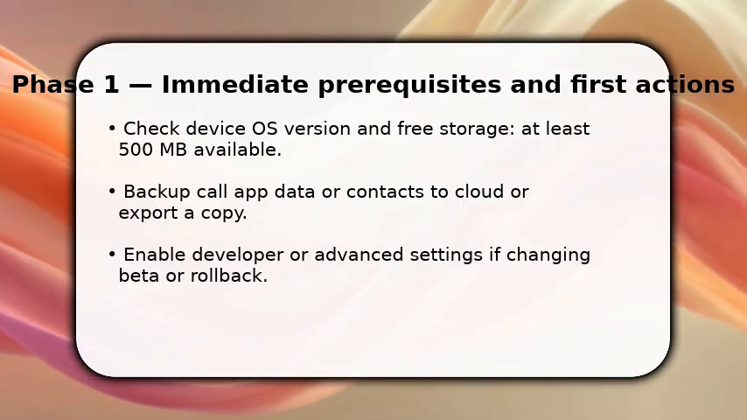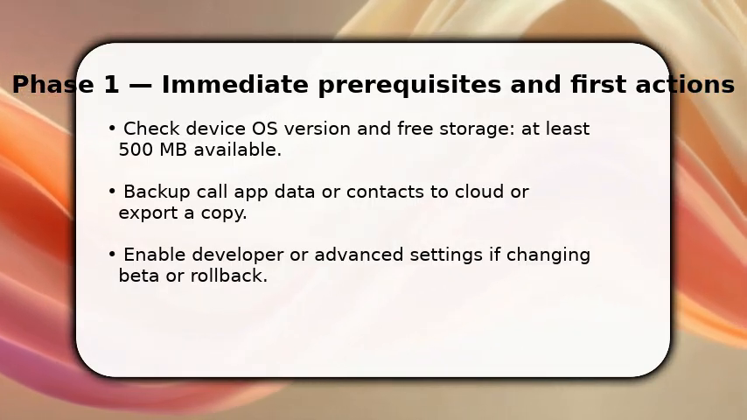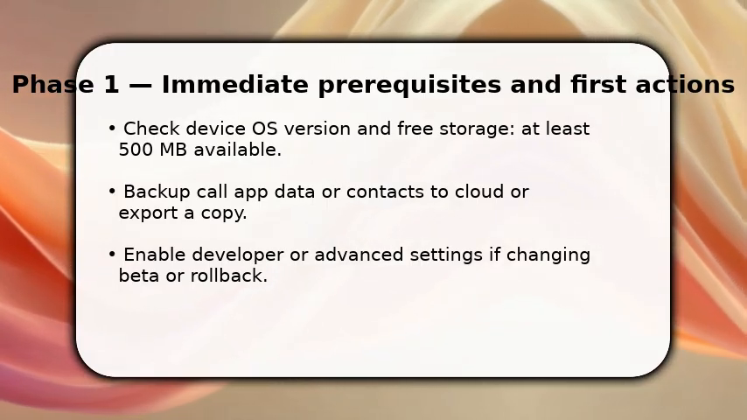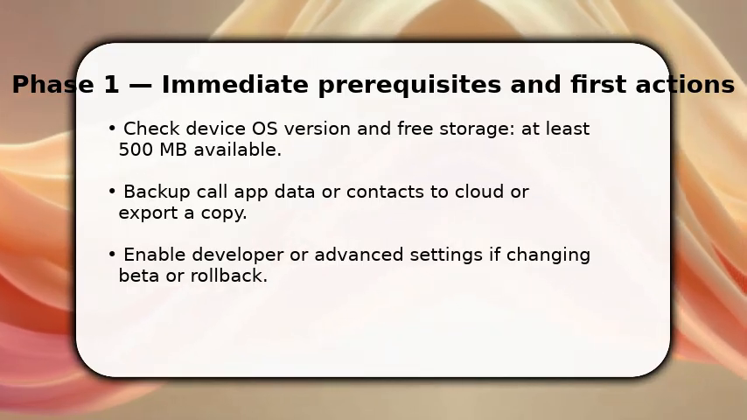Next, open Settings and locate the call app entry. Do not wait. If you plan to switch to beta or rollback, enable developer or advanced update controls now. This lets you pick a channel. These steps prevent data loss and speed the update process.